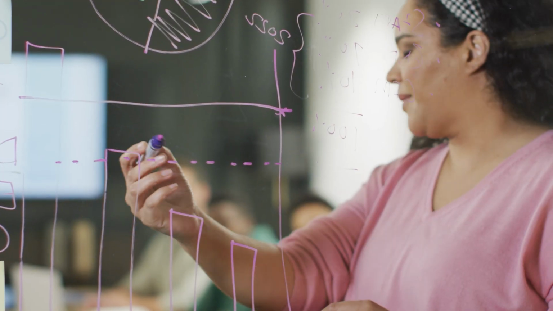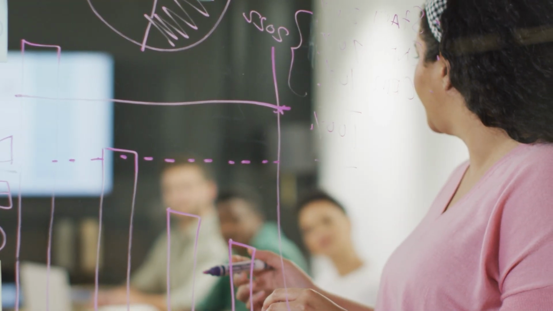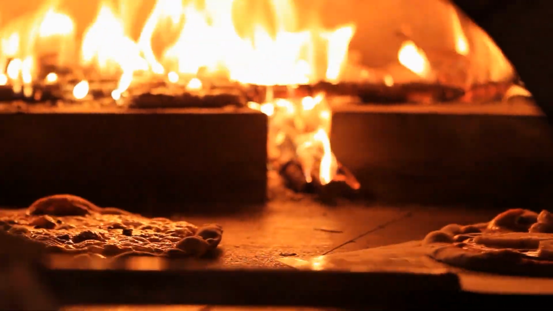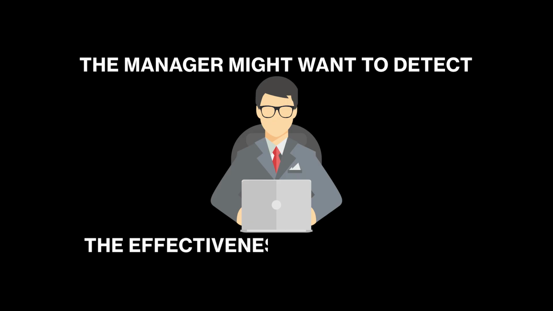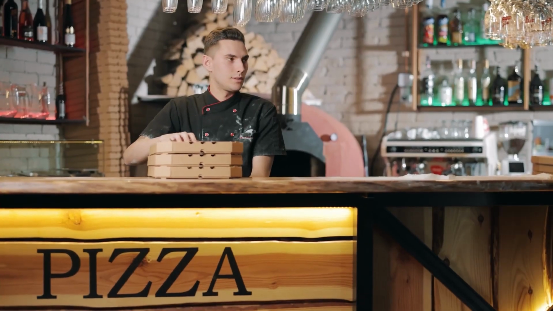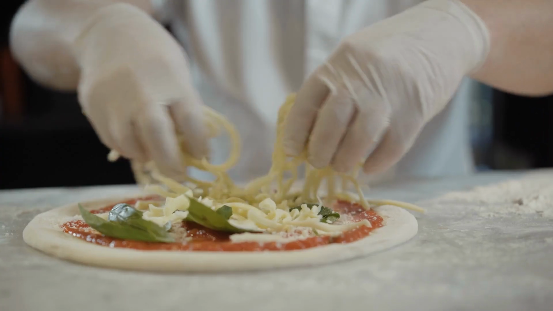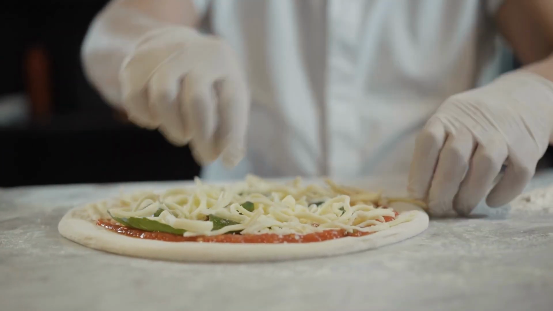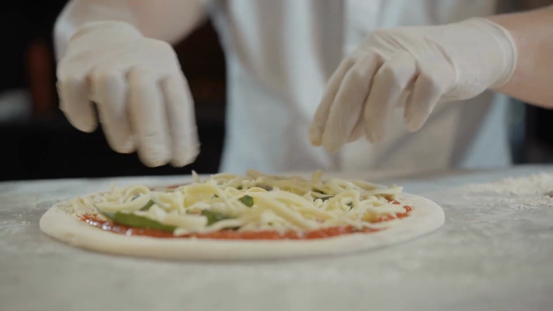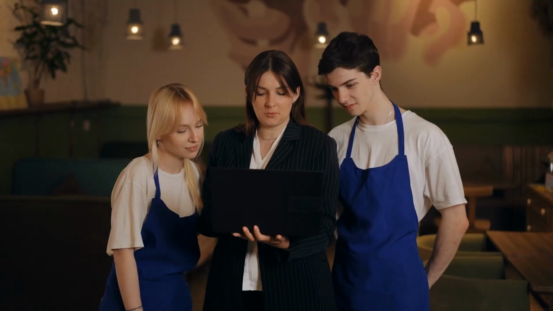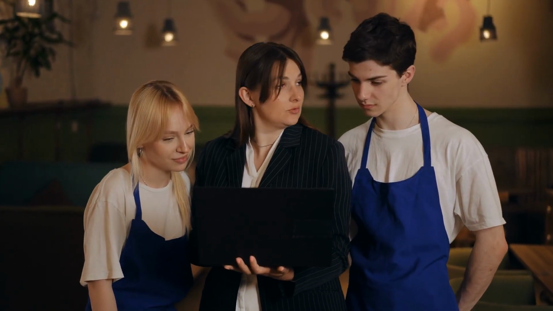You need to figure out which part of the process you want to put to the test. In our zero defect pizzeria example, the manager might want to detect the effectiveness of the process when it comes to detecting flaws in the pizza assembly part. And so what he's going to do is create an intentional flaw like an unusual sauce design or misplaced olives.